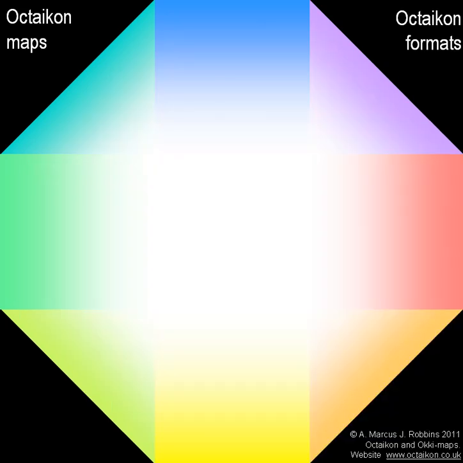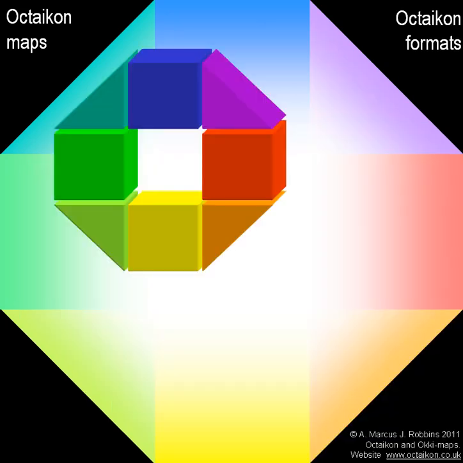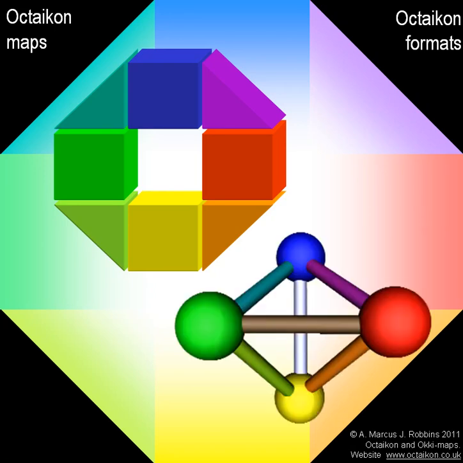Another form of the Octaikon can be made from magnetized blocks, useful for situations where something physical is helpful while discussing and learning ideas. This can be particularly good for children. A tetrahedron version can also be made.